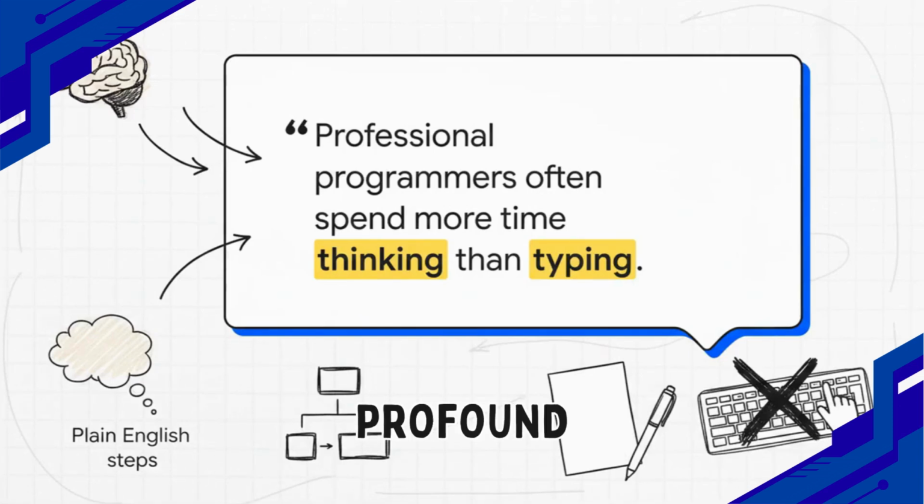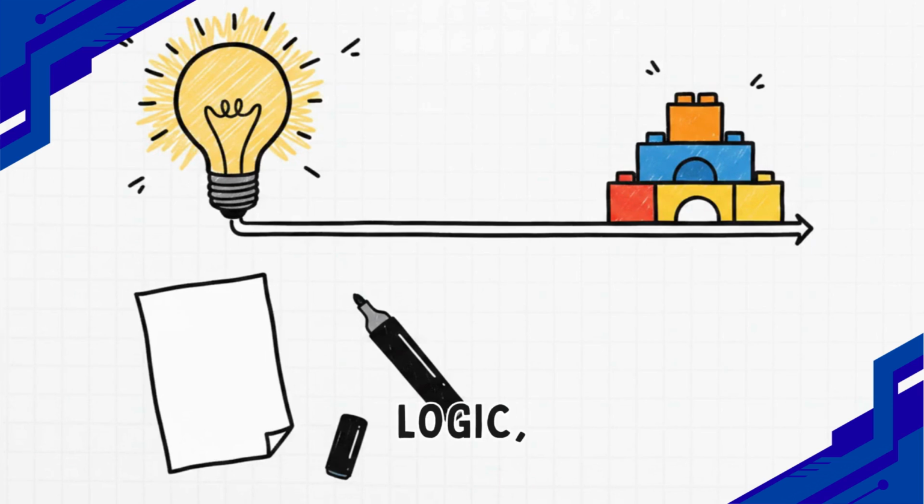This leads us to a pretty profound realization. Professional programmers often spend more time thinking than typing. Let that completely reframe your approach to computer science right now. If you're stuck, step away from the keyboard. Just grab a piece of paper, draw out a flowchart, write out the plain English steps. Think first, type later. Develop your logic, and the code will become much, much easier.